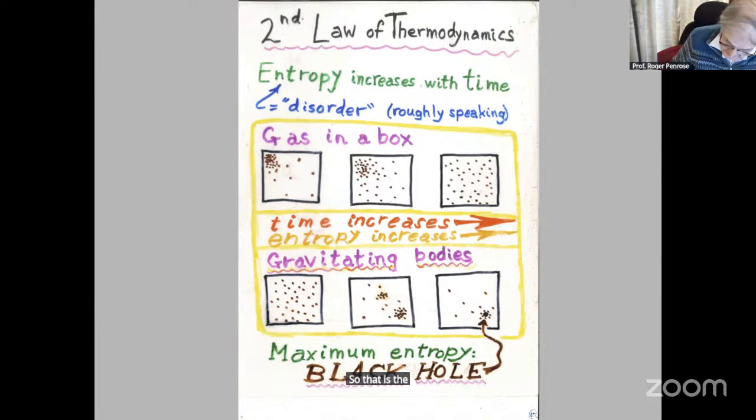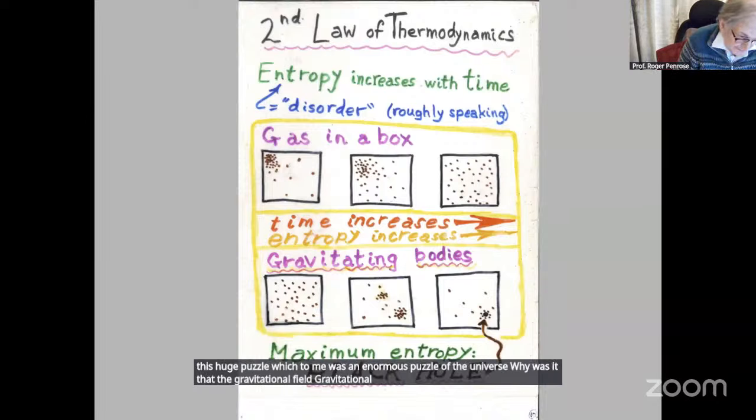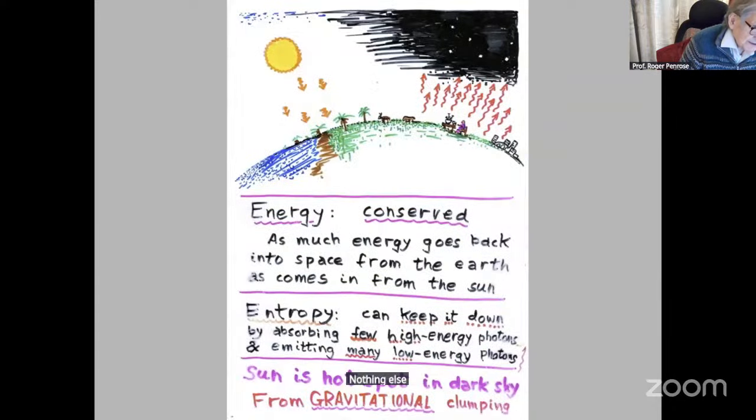And it seemed to me people never quite appreciated this huge puzzle, which to me was an enormous puzzle of the universe. Why was it that the gravitational degrees of freedom were very, very constrained? Nothing else seems to have been constrained in that way.